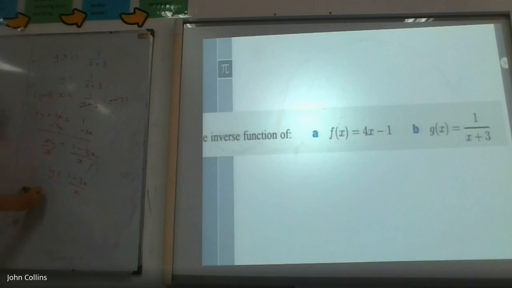Final step, rewrite it with the terminology. Inverse function is (1 minus 3x) divided by x. This one perhaps is not quite as easy to see the inverse by looking at it. 1 over (x plus 3) turns into (1 minus 3x) divided by x. It's obvious. Okay.